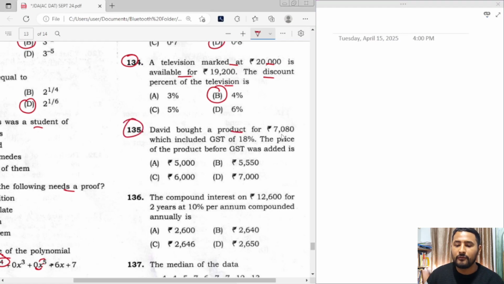David bought a product for rupees 7,080, which included GST of 18%. We need to find the price of the product before GST, the original price. Okay, so what can we do?